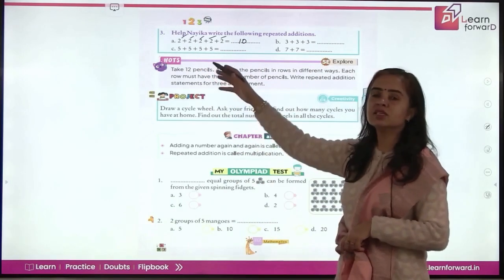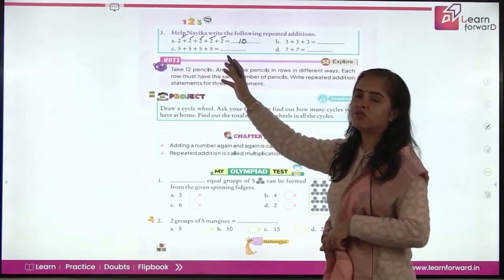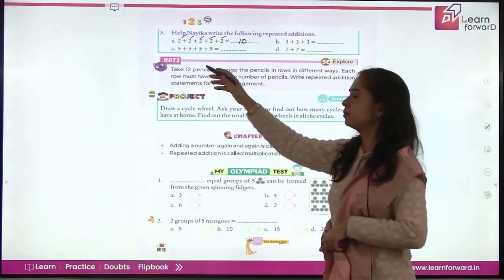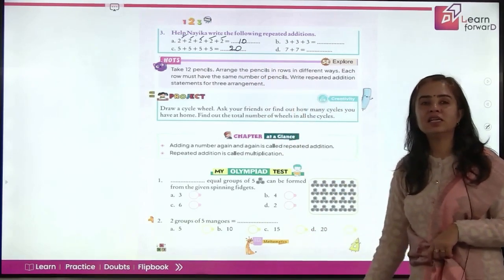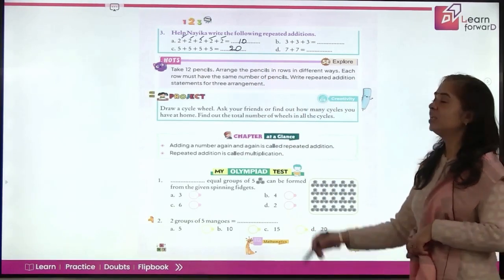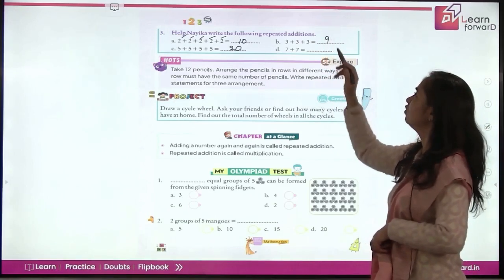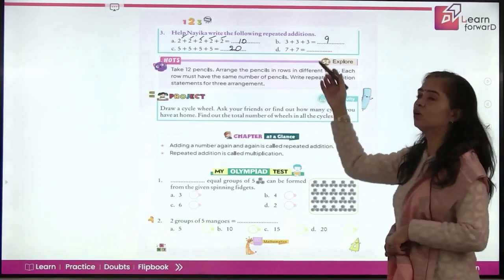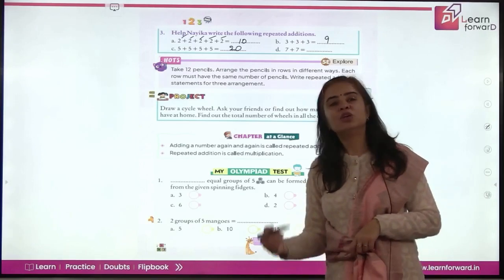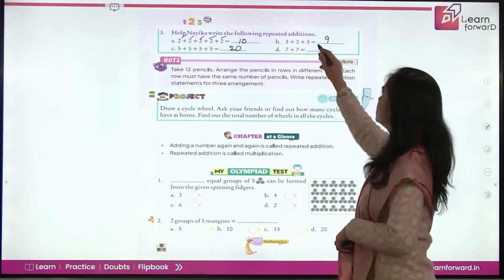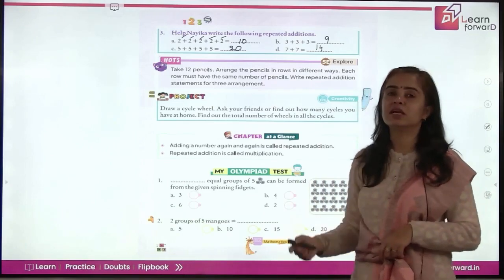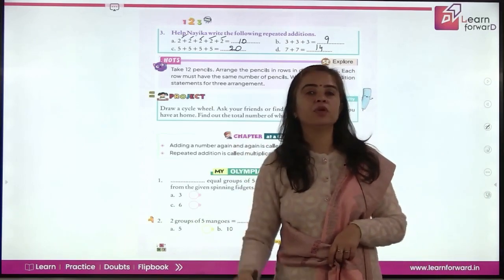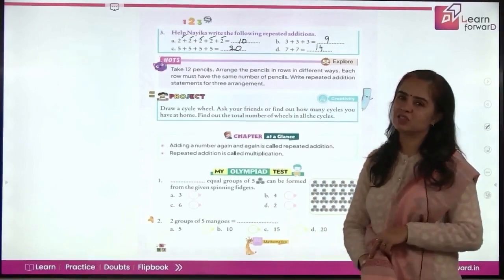Now next is 4 times 5. Come on, add and tell me. This is 20. Perfect. Here you have 3 times 3. Very good. You got it so well and fast. That is 9. And what about 7 plus 7? 2 times 7. How much is it? 14. Brilliant, children. So this is repeated addition, which is going to help you in multiplication ahead as you grow.